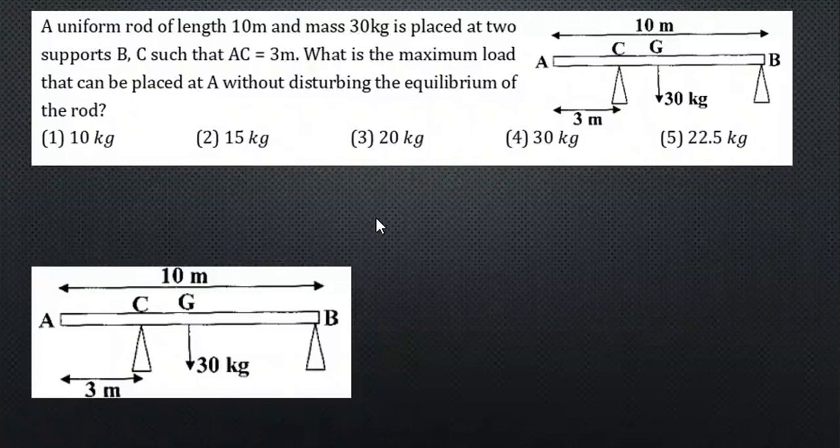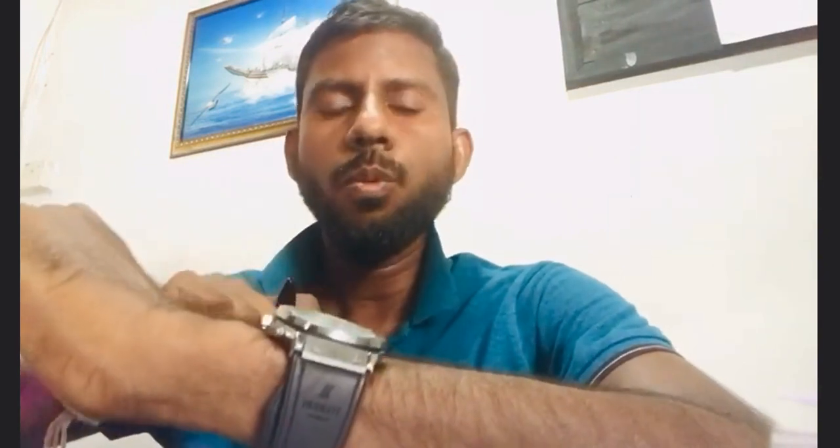A uniform rod of length 10 meters and mass 30 kg is placed at two supports B, C such that AC equals 3 meters. What is the maximum load that can be placed at A without disturbing the equilibrium of the rod?